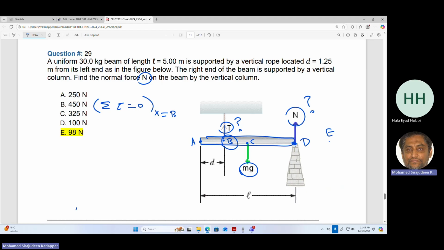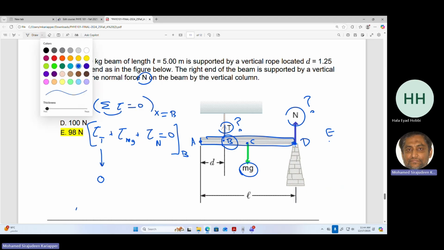Now let's do it. Net torque means torque from all the forces. So how many forces do we have? Torque from the tension T, torque from the mg, and torque from the normal force. This is the net torque equal to 0. And I am going to choose the point B to apply it. And this guy is 0. And torque from mg.